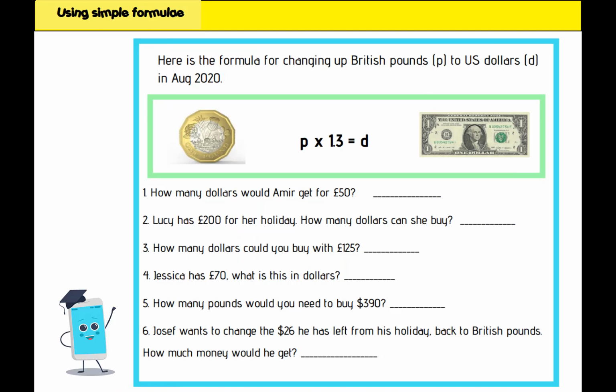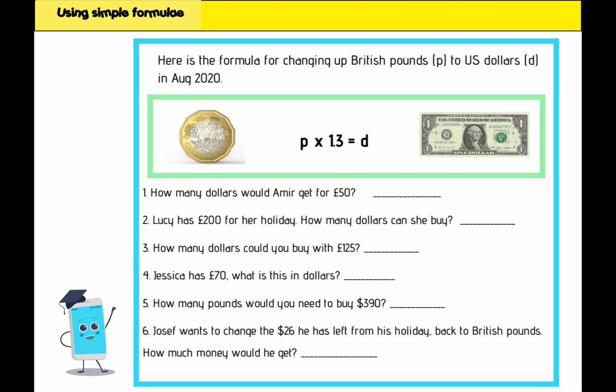Here we're going to look at an example of how you might use formula in real life. So many of us go on holiday, and when we go on holiday, we might need to change up our currency. So you may need to change up your currency for euros if you go in Europe. You may need to change up your currency for dollars if you go to America or Australia. But currency exchange is something that happens in real life. So in this example, we're going to look at changing up pounds for US dollars.